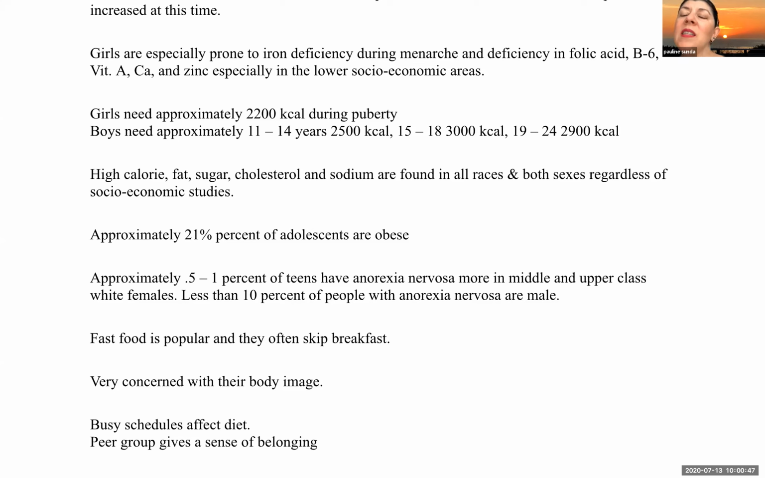Girls need approximately 2,200 calories during puberty, depending on their level of activity. Boys, early puberty, 2,500, mid is about 3,000, and then late is 2,900. Again, this is determined also by their level of activity. High calorie, fat, sugar, cholesterol, and sodium are found in all races and both sexes, regardless of socioeconomic status.